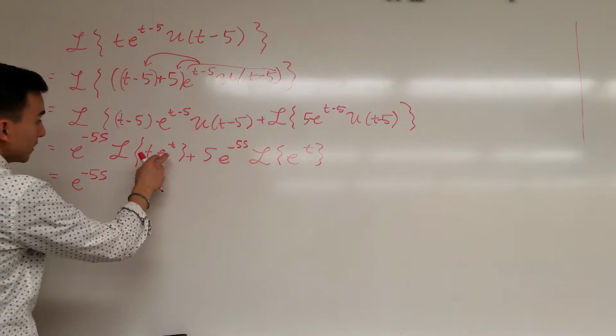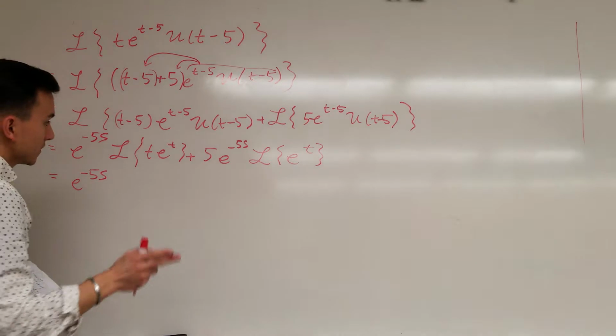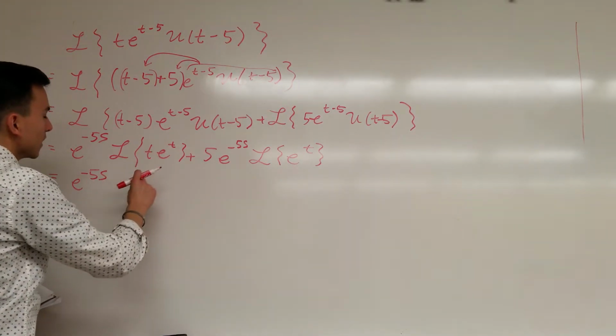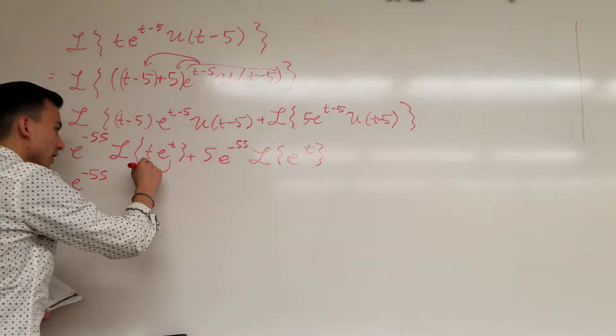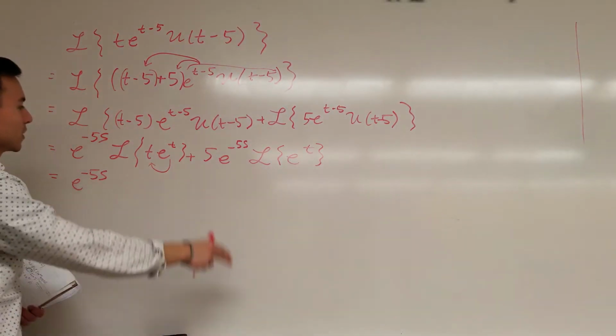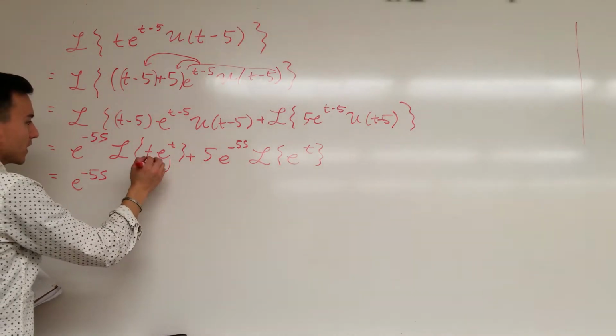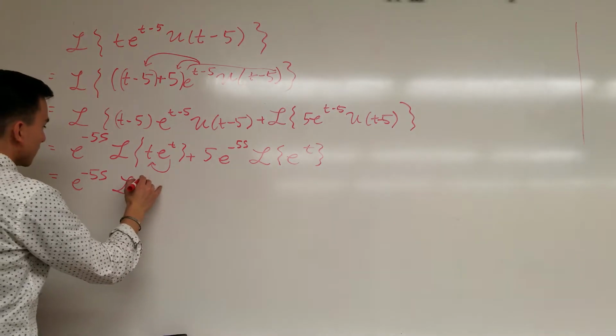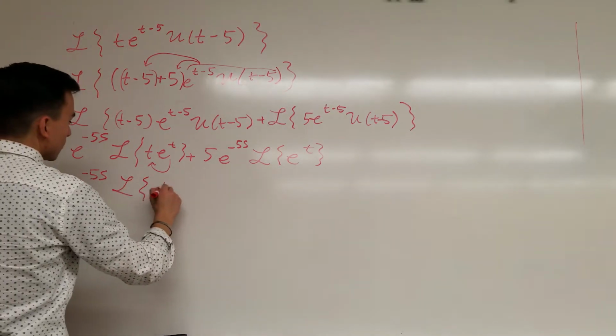Now here comes another one of our special functions, right? Because we can't Laplace something that's being multiplied, so we're going to have to go back to the idea of absorption. That t is going to absorb that e to the t, so we're going to be left with the Laplace of t.